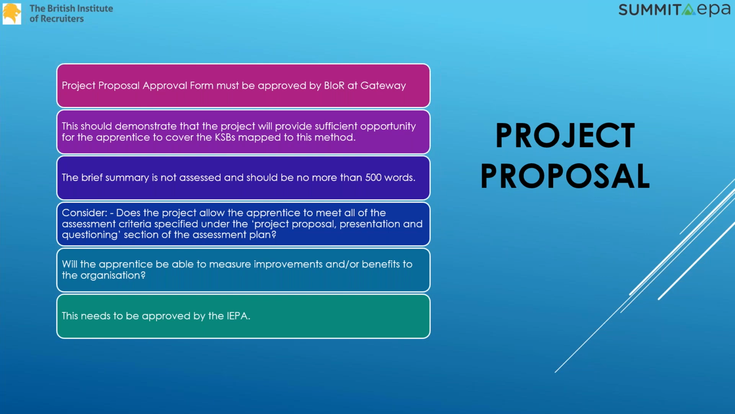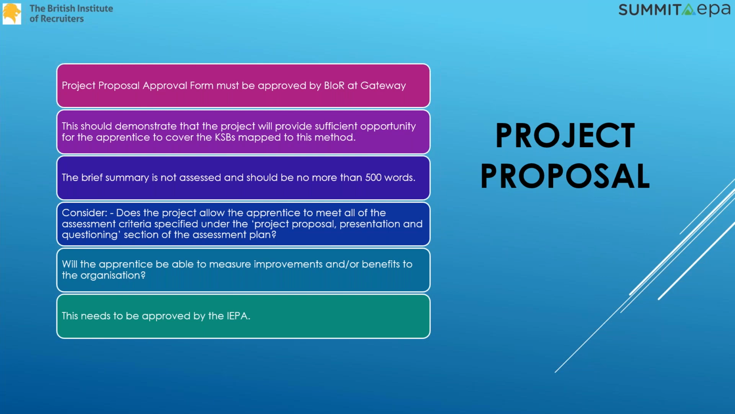Now, that project proposal will be done in conjunction with their employer as well, and it's a joint agreement that ensures the project proposal will meet the criteria assigned to it, but also be of some benefit to the organisation that the apprentice is working for. What we need to consider is also, will they be able to measure improvements or benefits to the organisation with that project proposal?